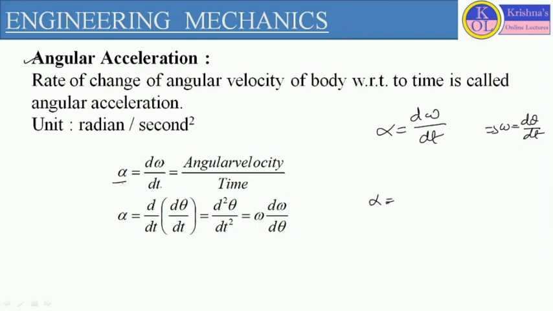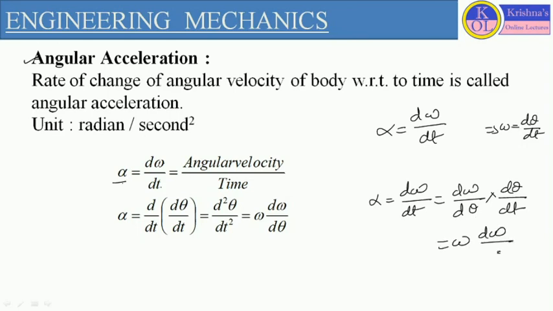How? This alpha we know is equal to d omega by dt. Now if we write this as d omega by d theta into d theta by dt, this d theta by dt will be omega. So it will be omega d omega by d theta. So this term omega into d omega by d theta will also represent the angular acceleration of the particle which is moving along a circular path or which is moving along a circle.